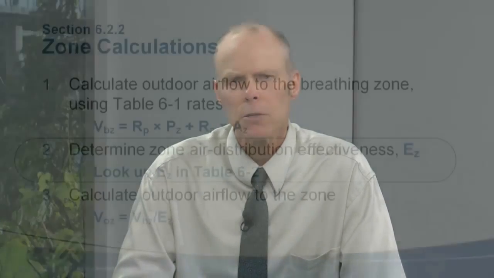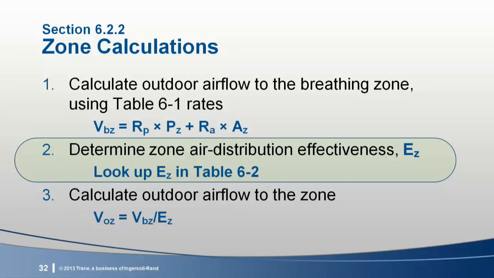Okay, back to the 3-step zone calculation process. Using the prescribed rates in Table 6-1, we just used equation number 1 to determine the volume flow of outdoor air that must be delivered to the breathing zone. We now move to step 2, the determination of the effectiveness of the zone air distribution, E sub z, which is based on how the air is delivered to the space.